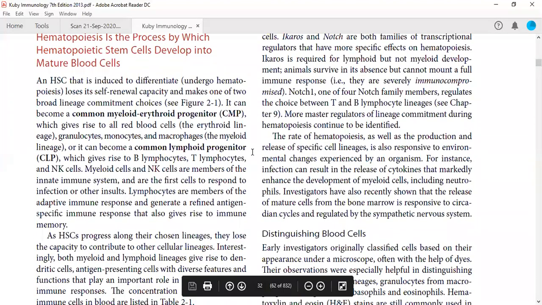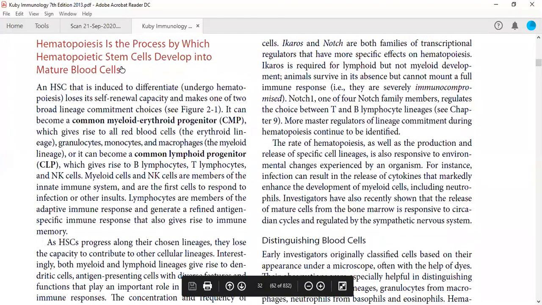Now, we recently discussed from the diagram that hematopoiesis is the process by which hematopoietic stem cells develop into mature blood cells. These mature blood cells are of different types: neutrophils, eosinophils, basophils, monocytes, red blood cells, natural killer cells, B cells, T cells. Out of these white blood cells, the three types called B, T, and NK cells constitute 20 to 40%. This we have already covered.